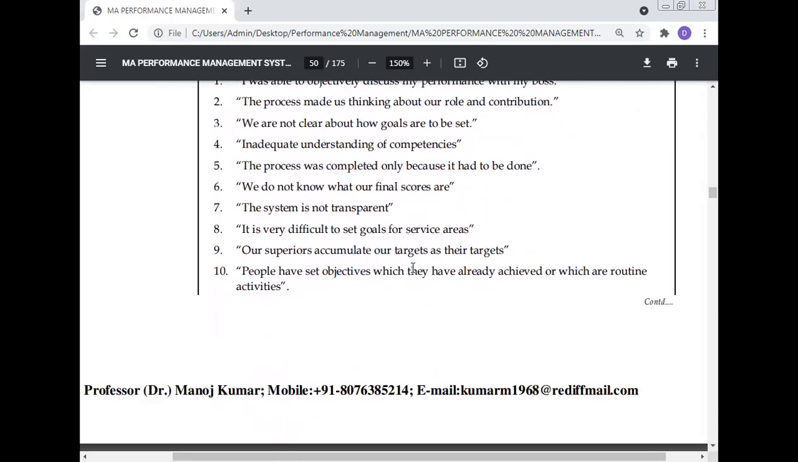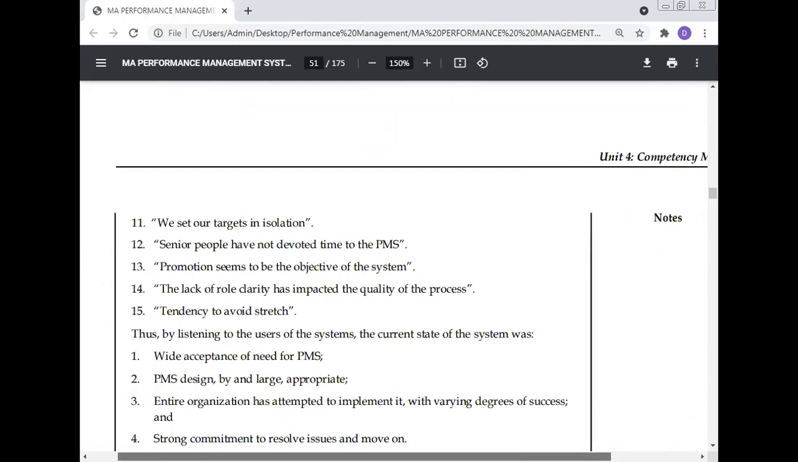Our superiors accumulate our targets as their targets. People have set objectives which they have already achieved or which are routine activity. We set our targets in isolation. Superiors have not devoted time to the performance management system. Promotion seems to be the objective of the system. The lack of role clarity has impacted the quality of the process. Number 15, tendency to avoid the stage.